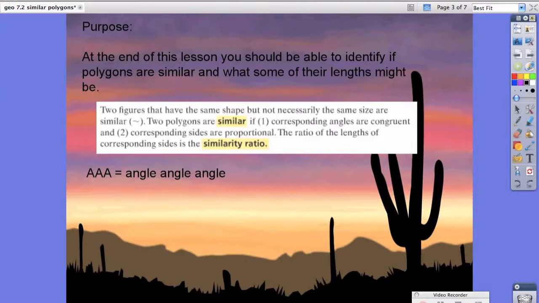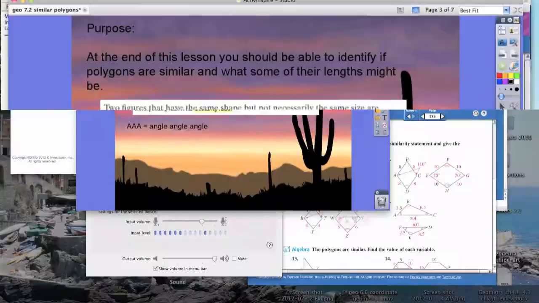Now the second criteria says corresponding sides are proportional. Now when they say that, it means if you take the ratio of the two sides that are corresponding to each other, they'll be the same. Or if you take, say, the two right sides and compare that to the two bottom sides, their ratio should be the same. And that's called a similarity ratio.